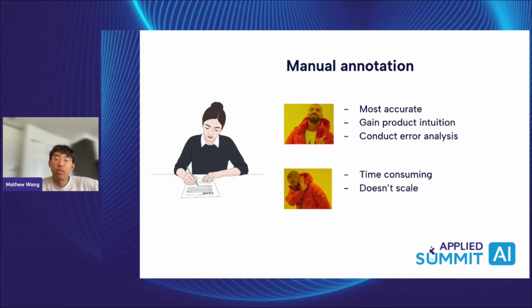And a nice side effect is while you're doing that, you gain a lot of product intuition and understanding of different failure modes that can help you when you're thinking about how you can improve the AI product. A big downside of this is that it's very time consuming and doesn't scale. You don't want to spend most of your day every day annotating data. You have other things to do. And so doing this a little bit is good, but you don't want to be doing this all the time.